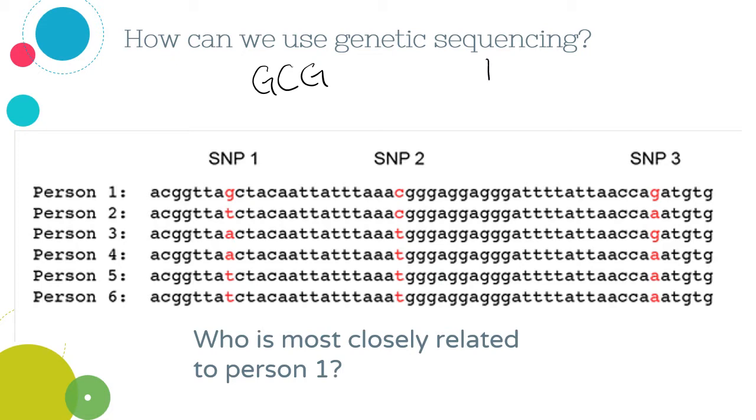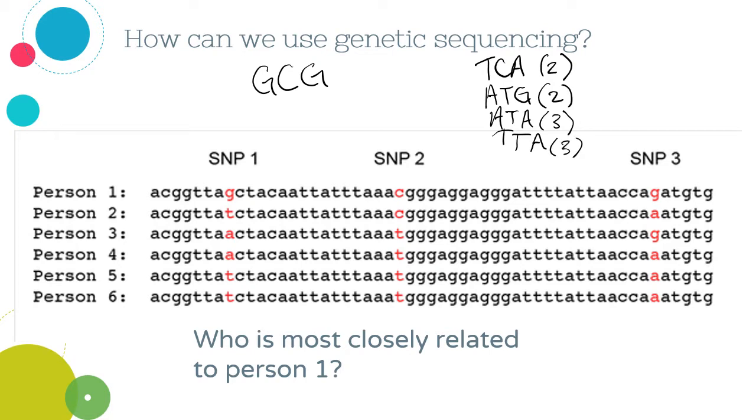So person 2 is TCA, that's 2 differences. Person 3 is ATG, so that's 2 differences. Person 4 is ATA, that's all 3 are different. And then person 5 and 6 are both TTA, right? So TTA is also 3 differences.